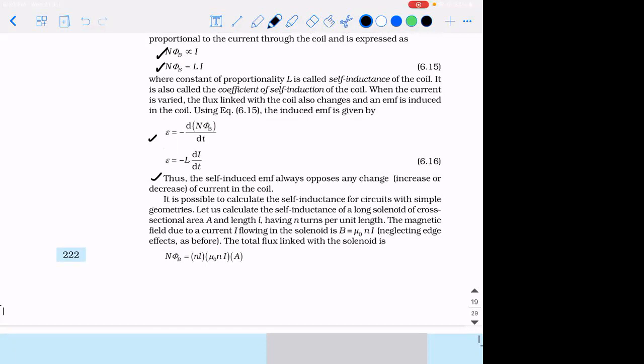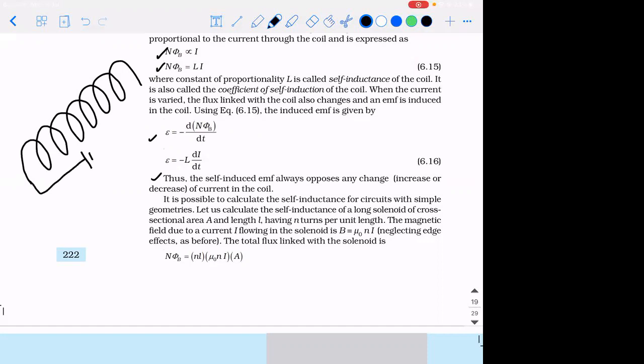But before we see self-inductance, first we need to understand what it actually means. So listen. If I have a solenoid which is controlled with the help of a battery and a switch. Now, initially, what is the amount of current linked with this coil? When the switch is open, the amount of current linked with the coil is zero.